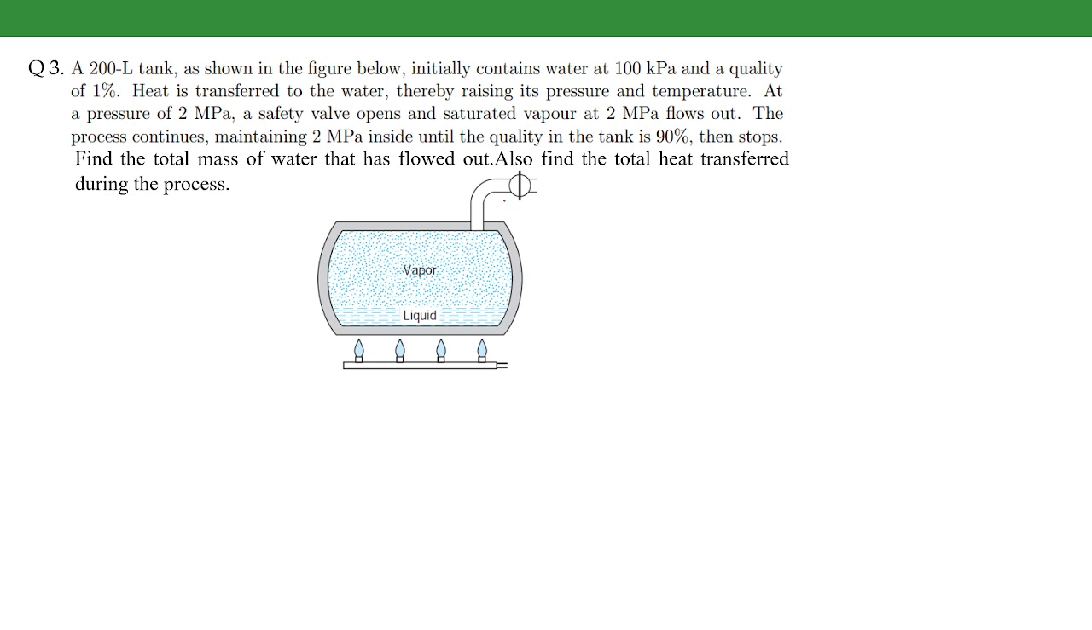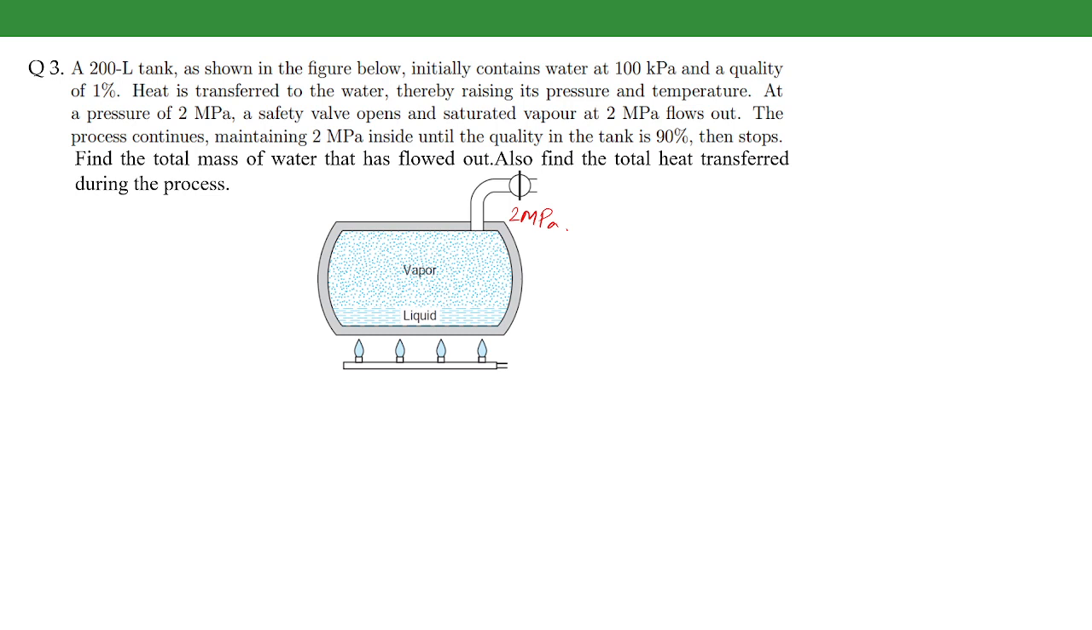At a pressure of 2 megapascal, a safety valve opens and saturated vapor at 2 megapascal flows out. The process continues maintaining 2 megapascal inside until the quality in the tank is 90% and then stops. Find the total mass of water that has flowed out. Also find the total heat transfer during the process.